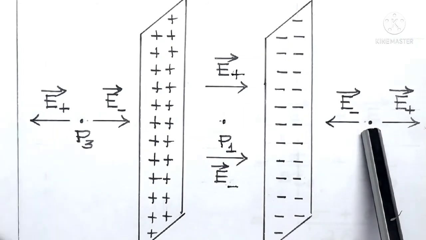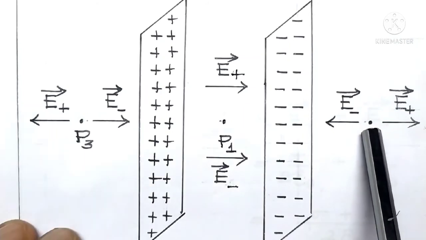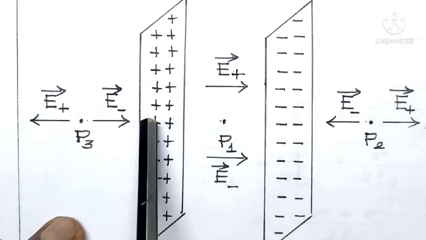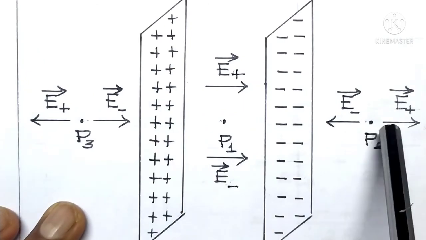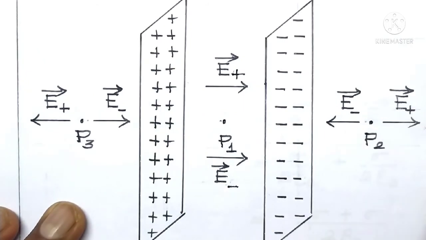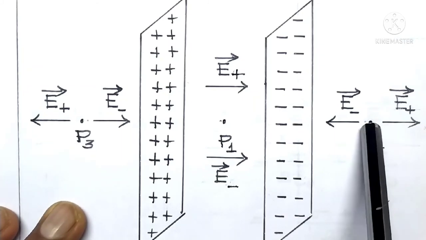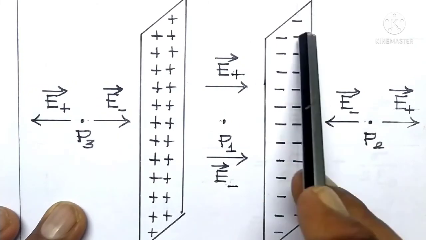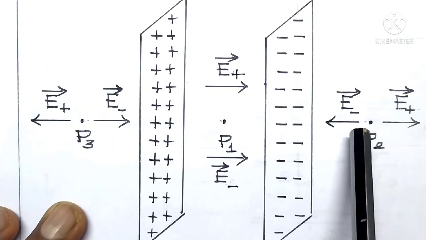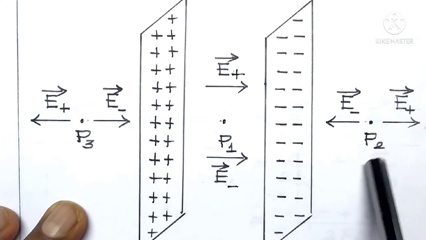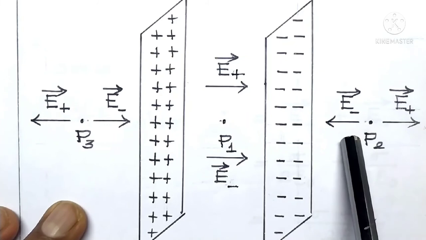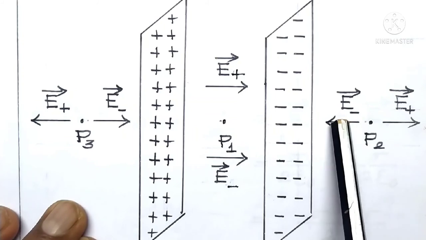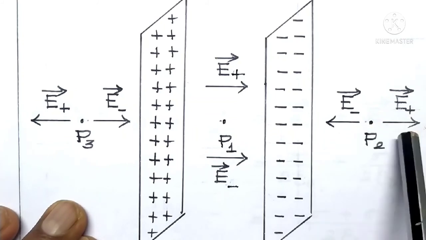Now let us come to the point P2. Here a test charge, which is a positive charge, is placed. So what happens? This test charge is repelled by this positively charged plate. So E plus vector is pointing in this direction. At the same time, this positive charge is attracted by this negatively charged plate. So E minus vector is pointing in this direction. So in this case, both E plus vector and E minus vector are pointing in the opposite directions. They are same in magnitude but opposite in directions.